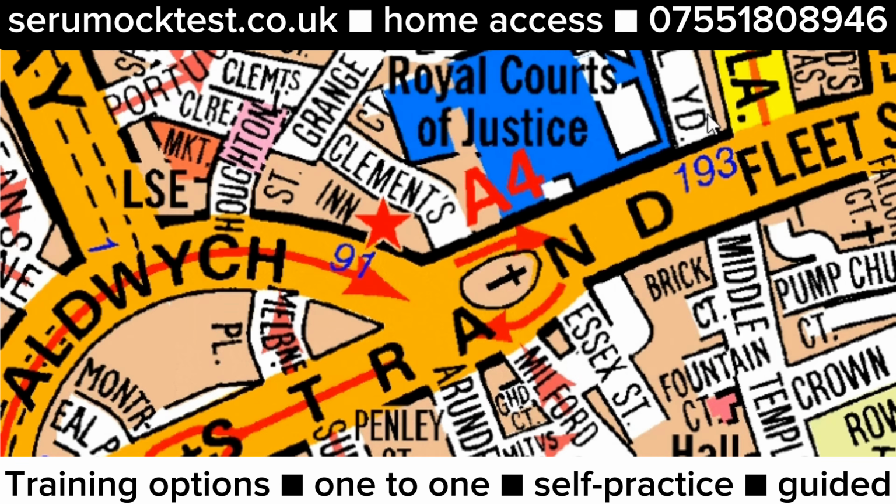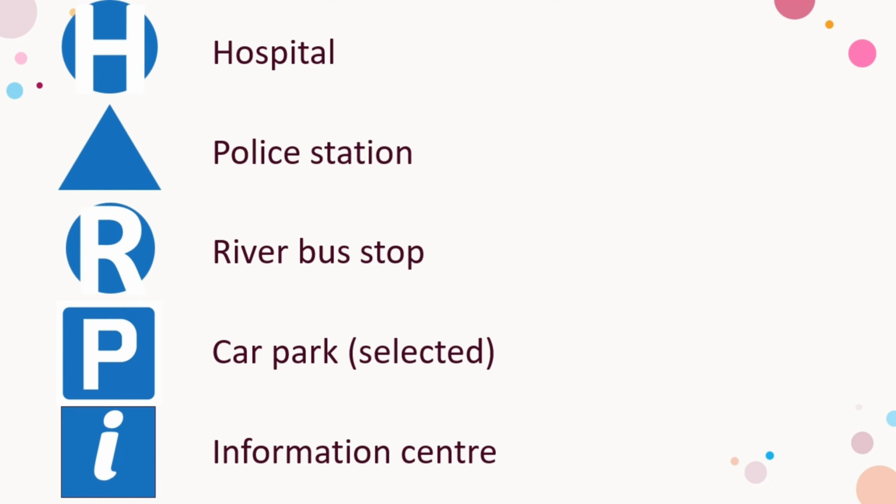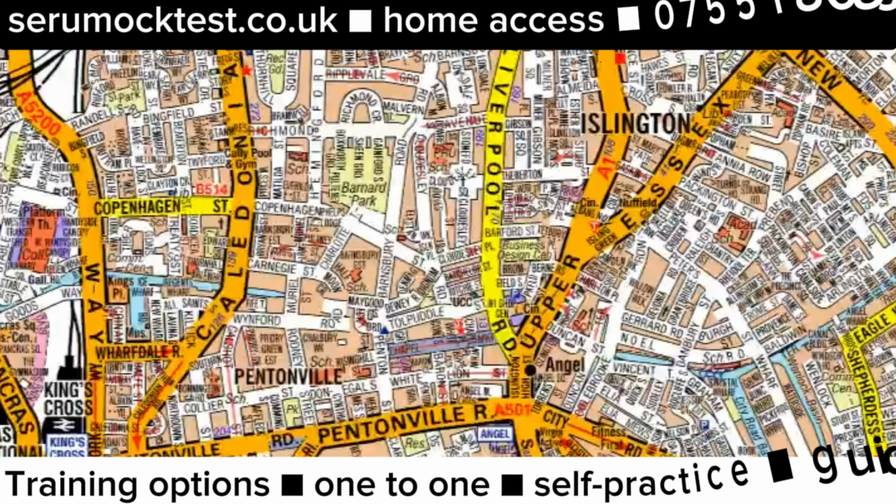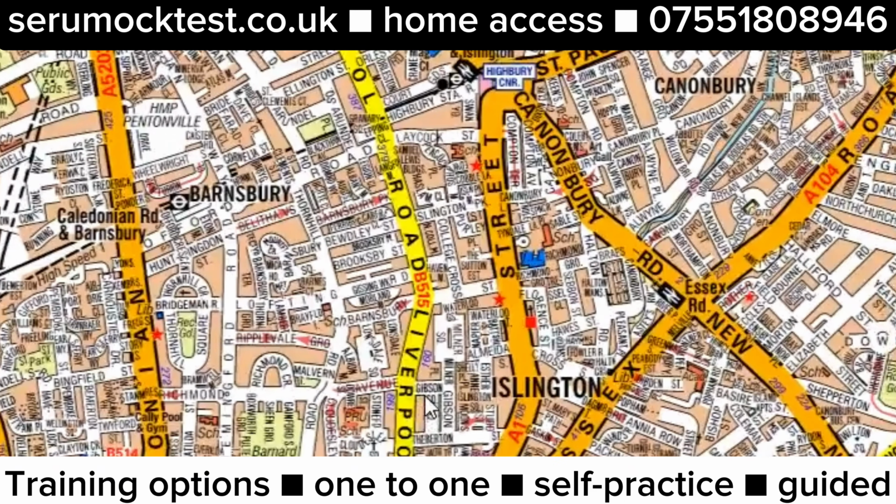Now you have got hospitals represented by H, police station, this blue triangle, river bus stop, car park, and then you got information center. So again, if you look carefully, we will be able to find them on the map as well. So let's locate some of them, and there's a classic one.